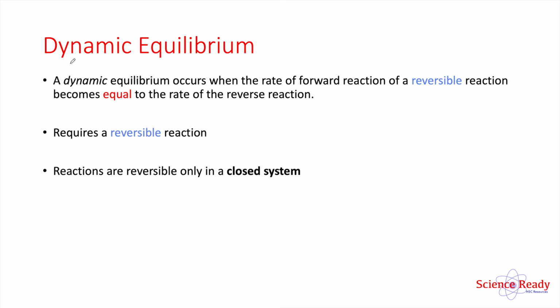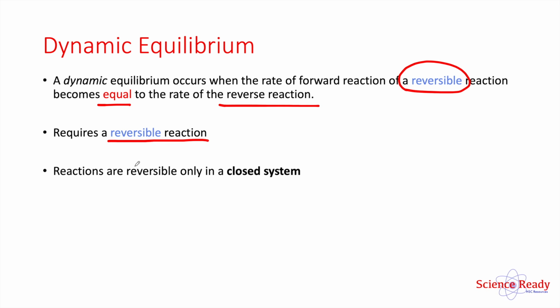Now, dynamic equilibrium is really where the module revolves around. So really this is the more important one that you need to know. And of course it's a lot more complex than the static equilibrium. So just to remind you, a dynamic equilibrium occurs when the rate of the forward reaction of a reversible reaction becomes equal to the rate of the reverse reaction. So the emphasis here being that it requires a reversible reaction.